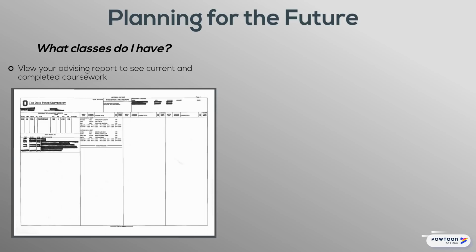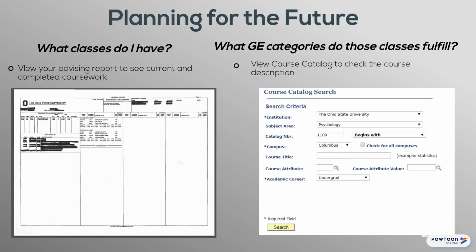Your next step is to look up each of the classes you have credit for and are currently enrolled in to see what GE, if any, they fulfill. To look up a course, go to buckeyelink.osu.edu and under the section called Academics, click on Course Catalog. This will take you to a searchable database of all the courses that OSU might offer.